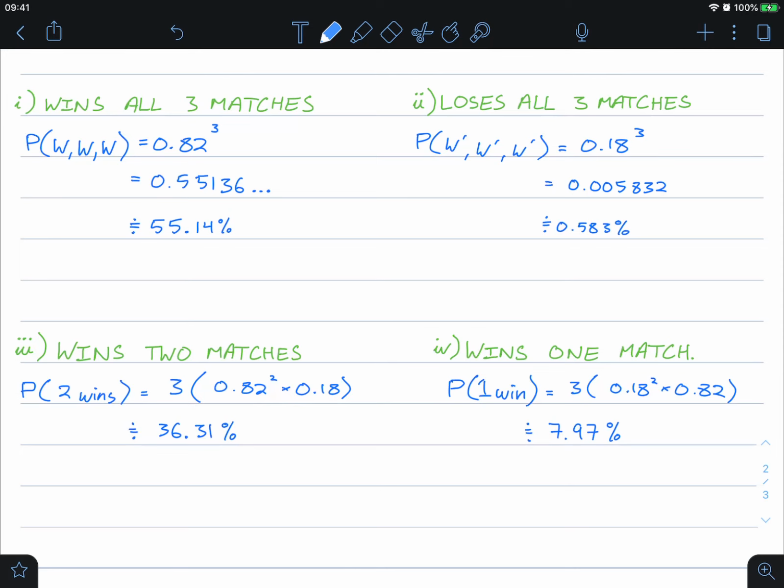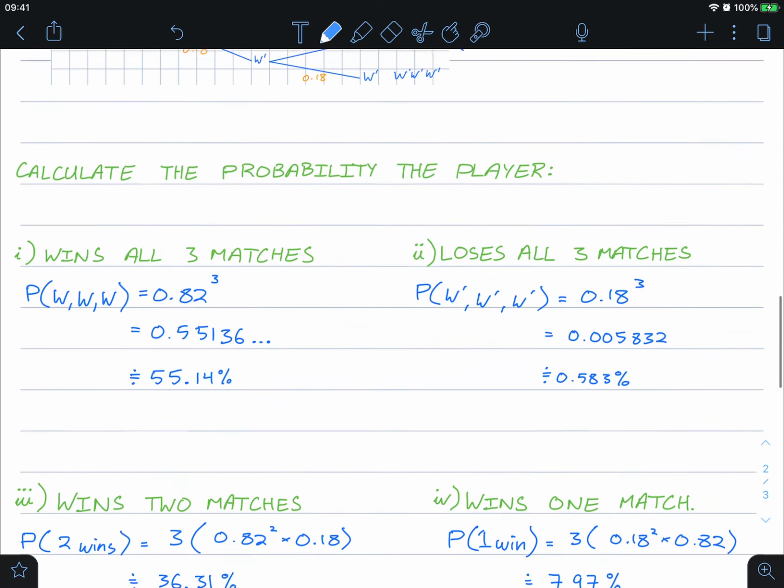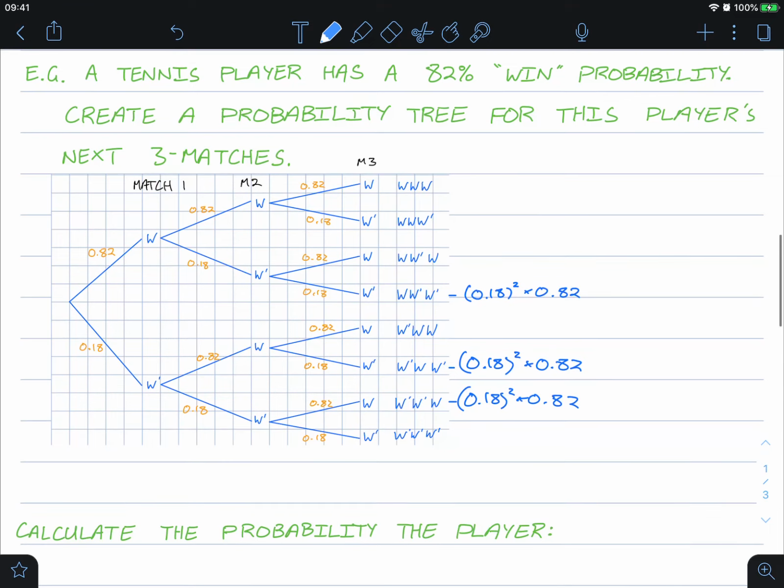Well, I hope that gave you an insight into calculating using a weighted tree diagram. This one was rather more tricky, but I hope that gave you an insight.